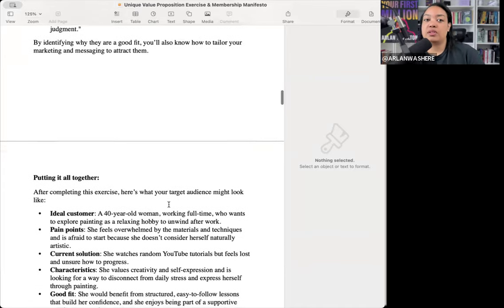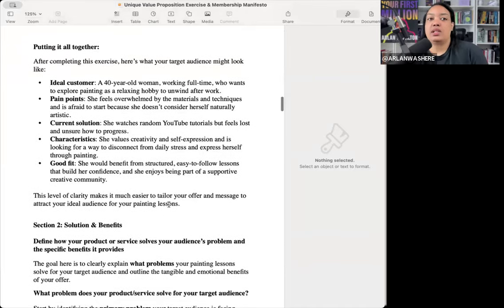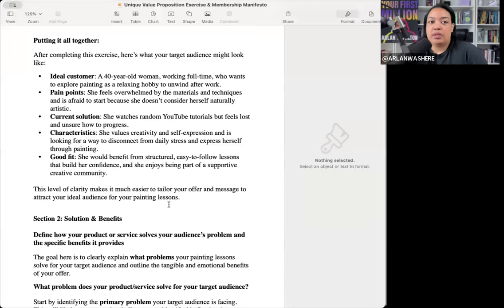And you are going to offer this membership that's going to change that for them. So after completing this exercise, here's what your target audience might look like. You're going to say what your ideal customer is. And again, for example, a 40-year-old woman working full time who wants to explore painting as a relaxing hobby to unwind.